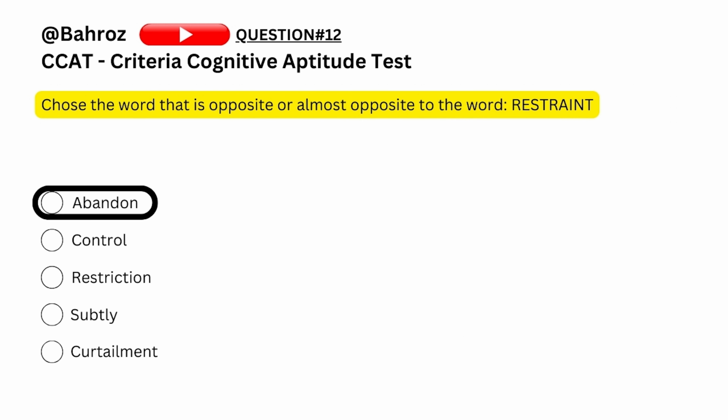Question number 12. Choose the word that is opposite or almost opposite to the word restraint. Again, we do elimination here. Abandon, restraint, no. Control, no. Control is similar to restraint. Restriction, no. Subtly, no. Curtailment, no. I think it's abandon. So restraint is keeping, controlling, while all the rest are similar, while abandon is opposite.